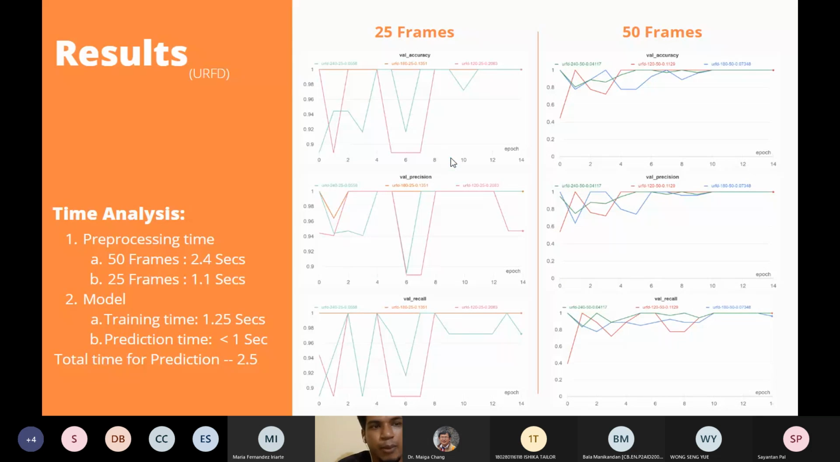Usually the CCTV camera will have 25 frames per second. So we tried starting from 25 frames, and also we tried 50 frames. Then also increasing the number of data samples. Also we tried different approaches. We can see in this graph that the 25 frames is somewhat noisier.